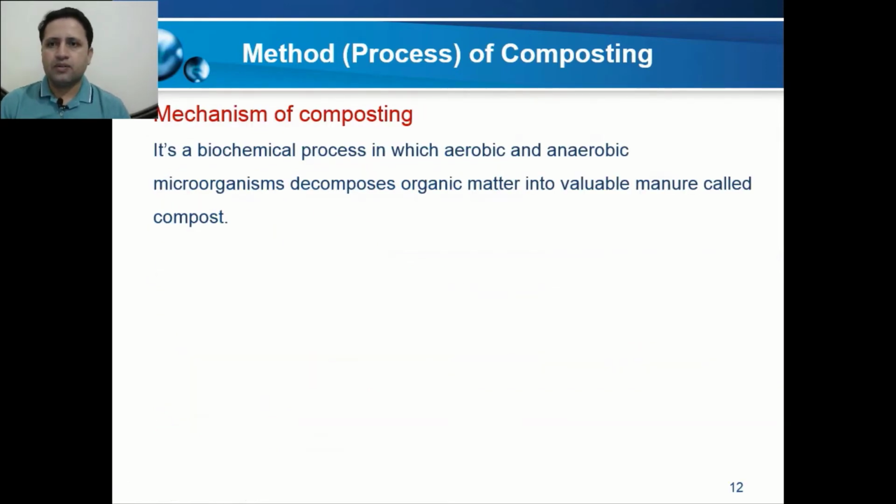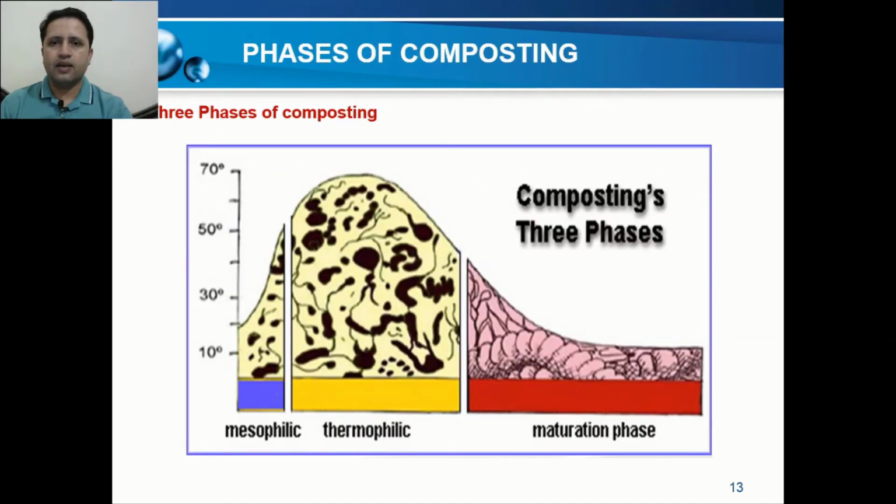The mechanism of composting is a biochemical process in which aerobic and anaerobic microorganisms decompose organic matter into valuable manure called compost. Here are the three phases of the composting process. The composting process is divided into three phases: mesophilic, thermophilic, and maturation phase.